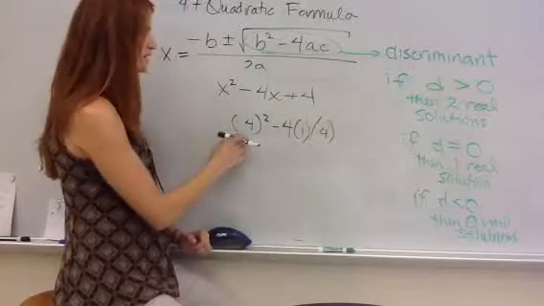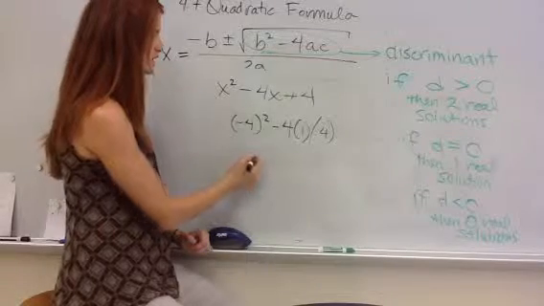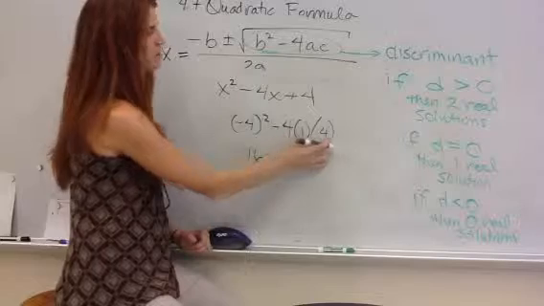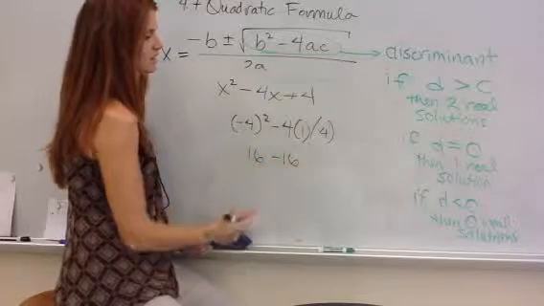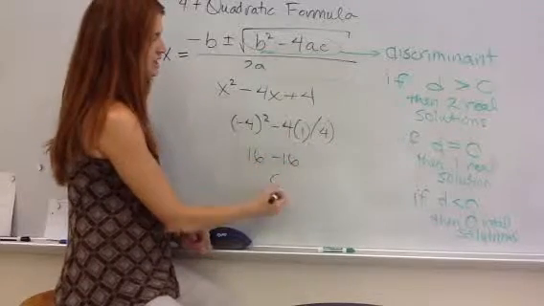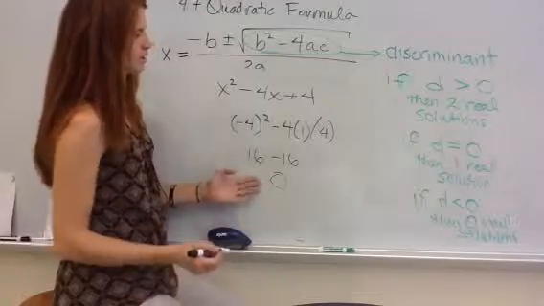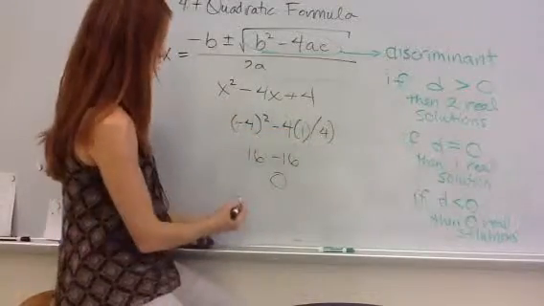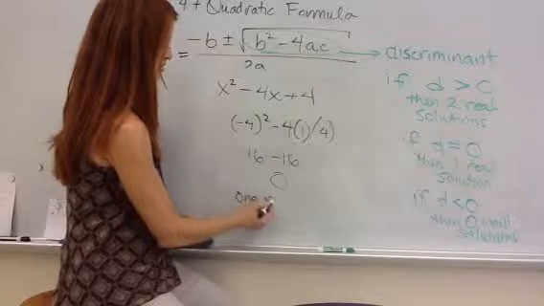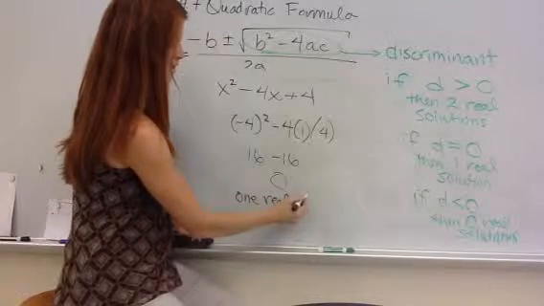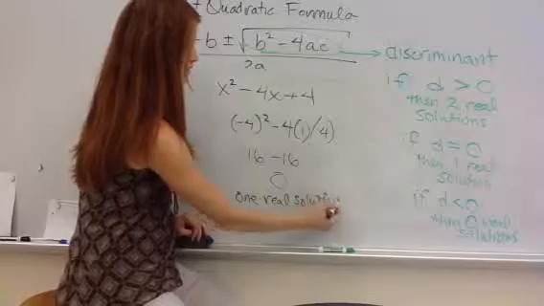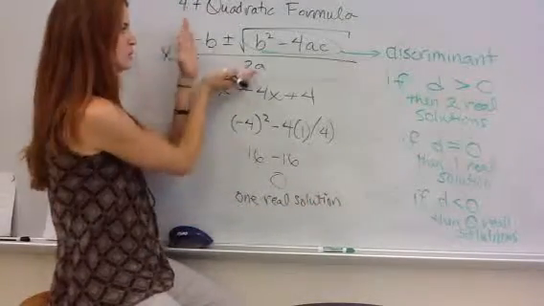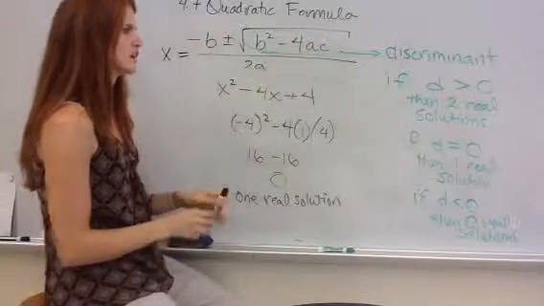Going to evaluate this. If I take my negative 4 and square it, I get 16. Then 4 times 1 times 4 is going to give me 16. So 16 minus 16 is going to give me 0. When my discriminant equals 0, I have one real solution. So this is the quadratic formula. We either plug in appropriately or we talk about the discriminant.